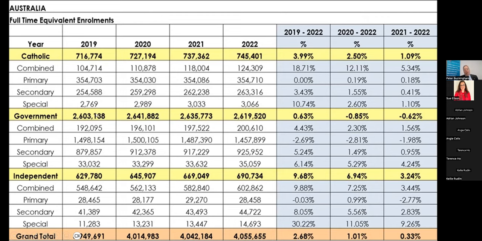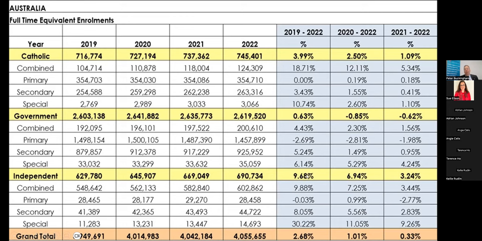So what we can see is what has been the change in each group. And I guess the most interesting is when we look at Australia, we can see 2019 through to 2022 total student population. Now, what's interesting in this is if we imagine 2019 is pre-COVID, before the COVID hit in 2020, 2021 was still a bit of a funny year because people were on the back end of the COVID. And 2022 is probably the first year of settling down back to some form of normal operation. Now, I guess what's most interesting is if we look at the percentage change, all in all, the number of students increased by 2.68 across Australia. Now, of that total population, the increase was only 0.63 into government schools, 3.99 into Catholic schools, and 9.68 into independent schools.